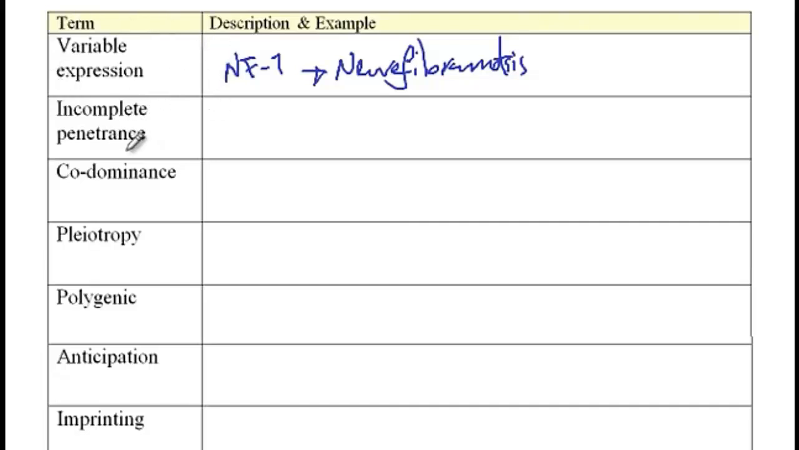The next condition is incomplete penetrance, which means that some individuals who have the disease genotype do not develop the disease at all. An example is BRCA1 mutation, where not all the patients with BRCA1 mutation will develop breast cancer. So some do develop, some don't. So that is referred to as incomplete penetrance, versus variable expression, where patients do develop the disease, but the severity of the disease varies from one individual to another.